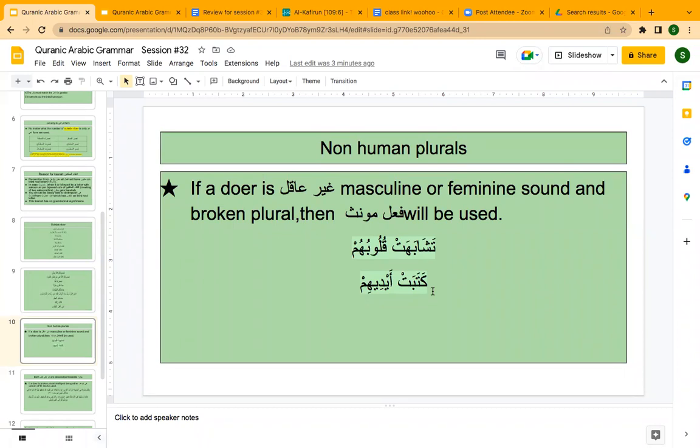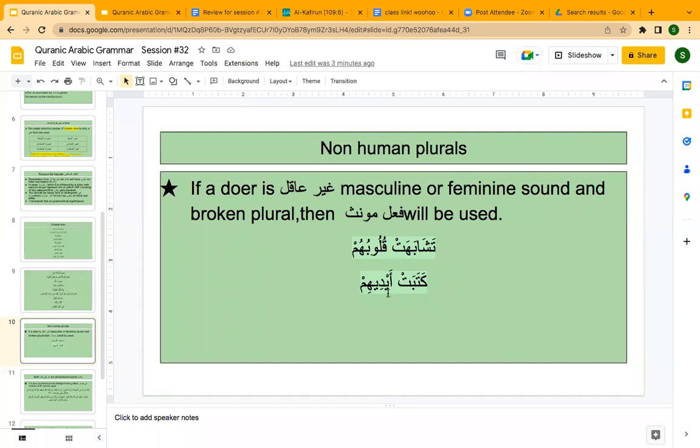Here is the doer. Can you see the doer? Can you see the doer here? If you are looking only at katabat, can you see the doer here? No, it is hidden, right? It is damir al-mustatir, right? If I'm just focusing on katabat, I cannot see the doer. Tasakun guess is telling me that the doer is feminine, okay? But the doer itself is hidden.